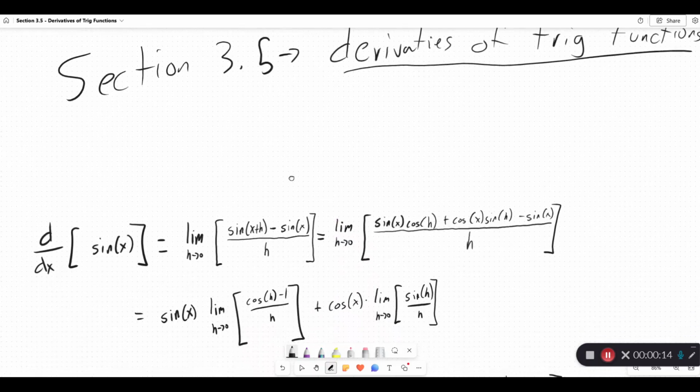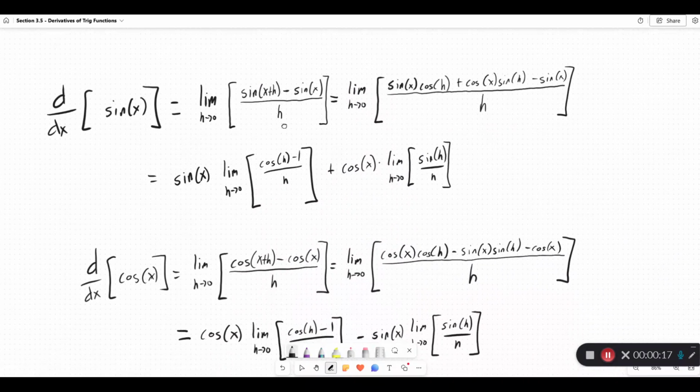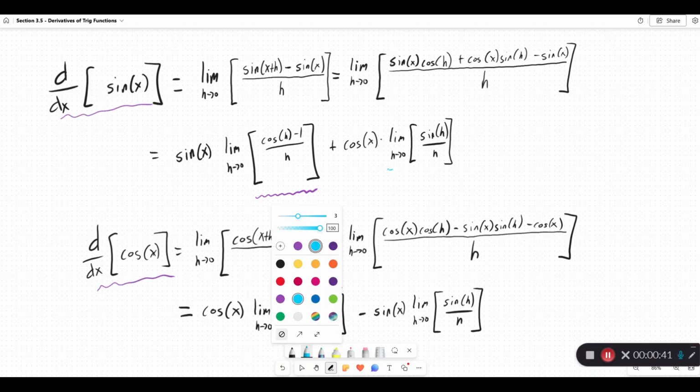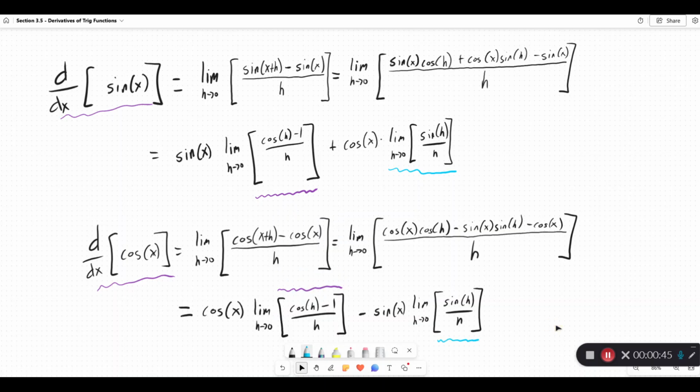And it turns out if you apply the definition of the derivative on these objects, sine and cosine, you're going to get down to these. You can always express it in terms of these limits. One of them is the limit as h approaches 0 of cosine of h minus 1 divided by h. Notice that appears in the sine derivative and the cosine derivative definitions. We also have the limit of sine of h divided by h as h approaches 0.